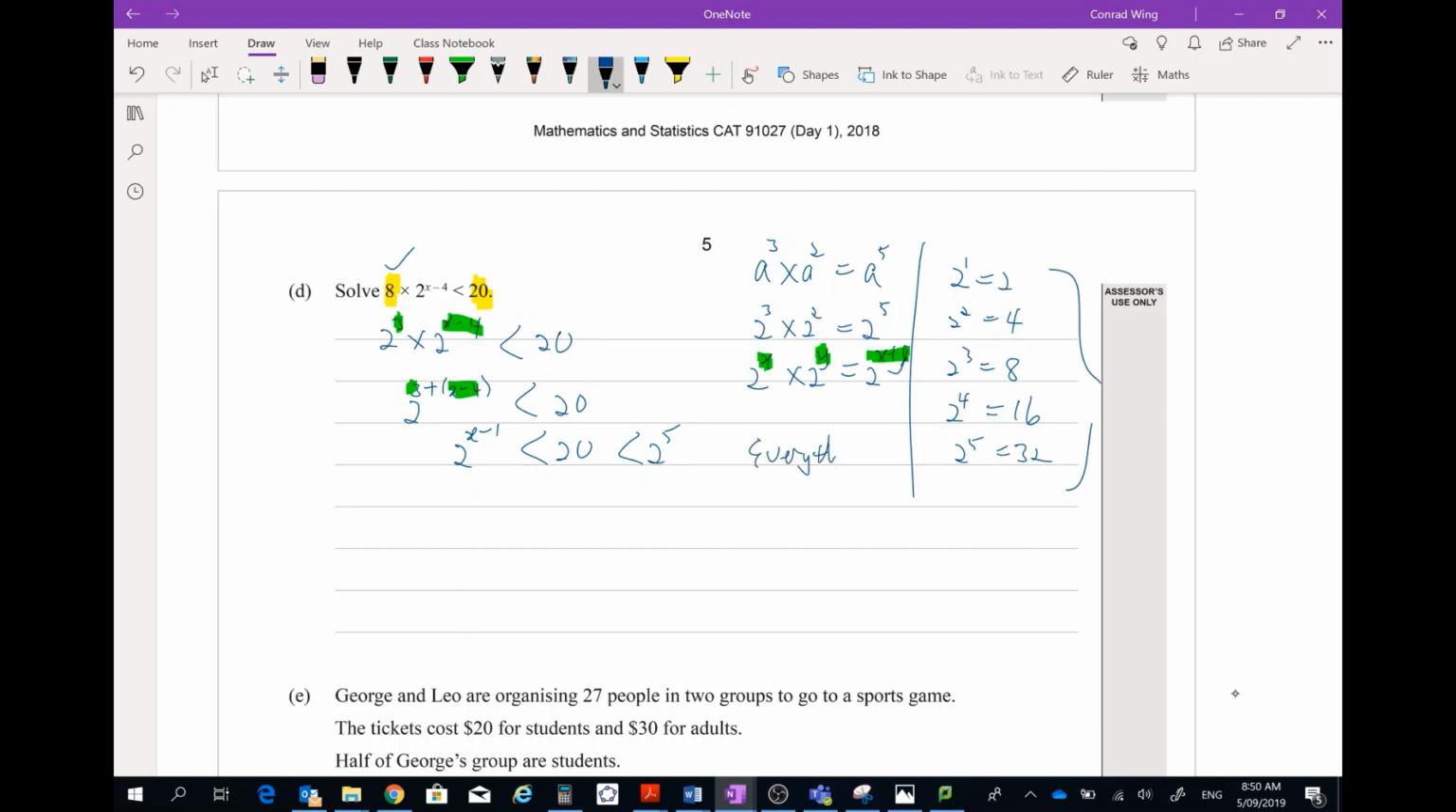Sir, could you say 20 is 2 to the power of 4 plus 2 to the power of 2? That's a very good question.